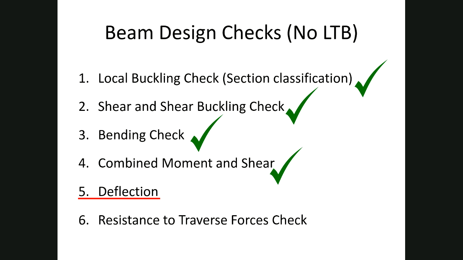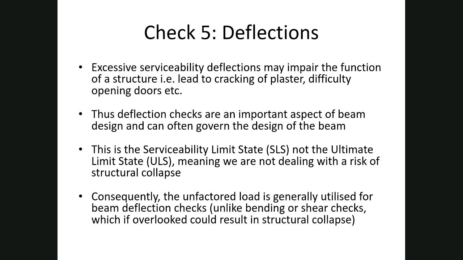So the number five check is for deflection. All the other ones are ultimate limit state checks, where if you fail those, you might end up causing failure of the section, whereas deflection is a serviceability limit state. Excessive serviceability deflections may impair the function of a structure. It might lead to cracking of plaster, difficulty opening doors, maybe cracks in windows and so on. So deflections are an important aspect of beam design and can often govern the design of the beam.